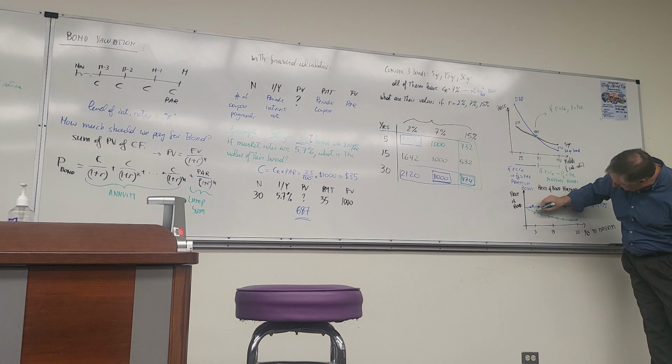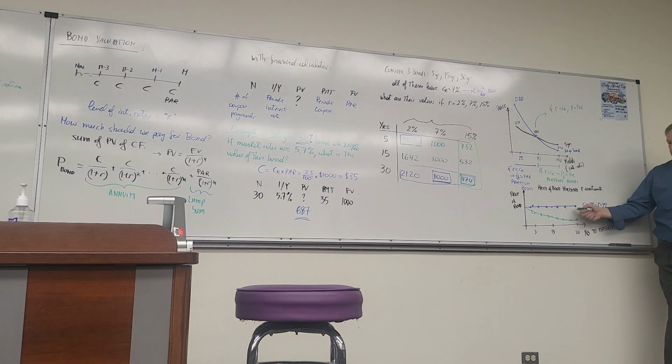So what kind of bond is this? It's selling below par, so this is a discount bond. What is the tendency of discount bonds over time? Well, it's to appreciate.